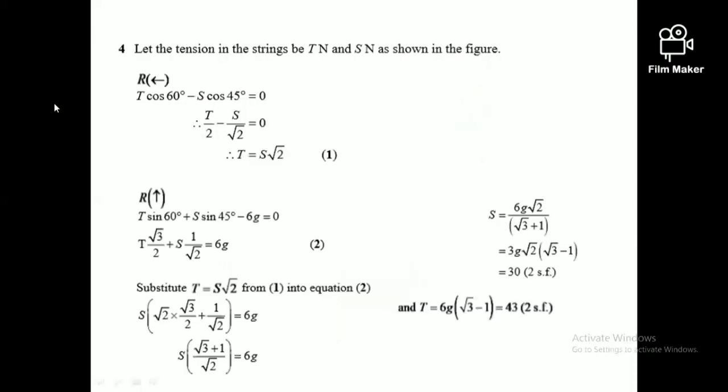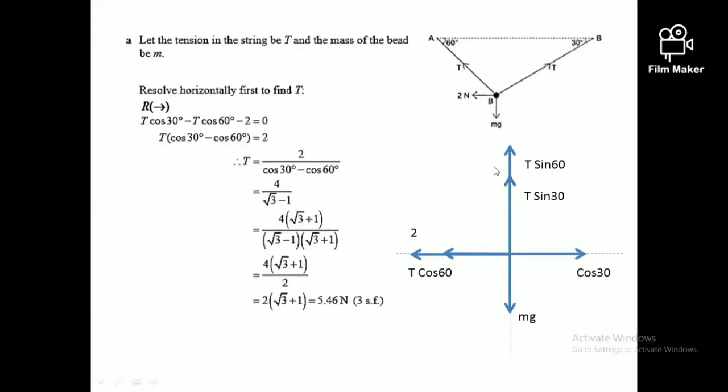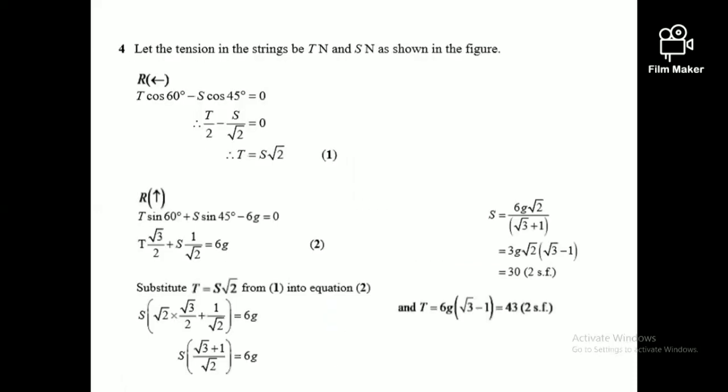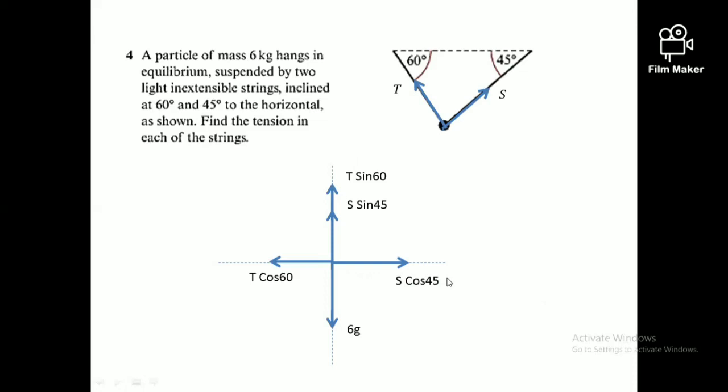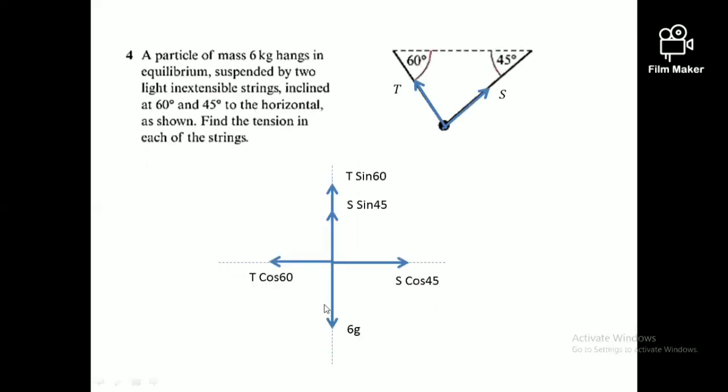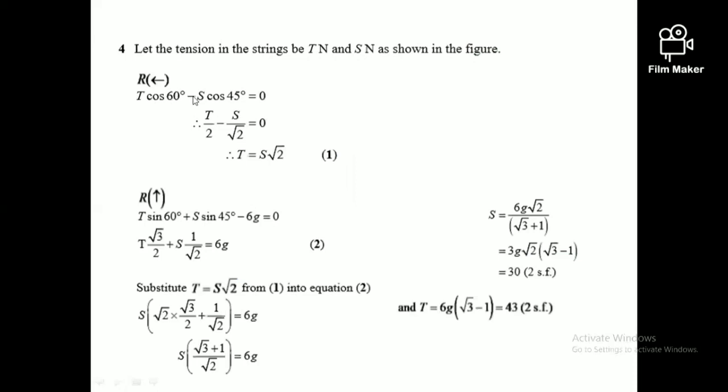Then if you consider the horizontal equilibrium, S cos 45 equals T cos 60. You can see this value equals this value, or you can say T cos 60 minus S cos 45 equals 0. With that, cos 60 is half, cos 45 is 1 over root 2. With that, you will obtain this answer, and keep it as it is, right?